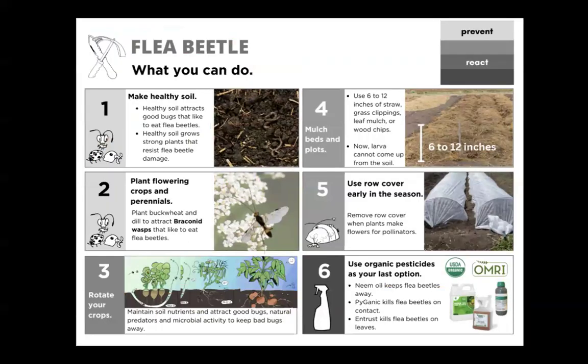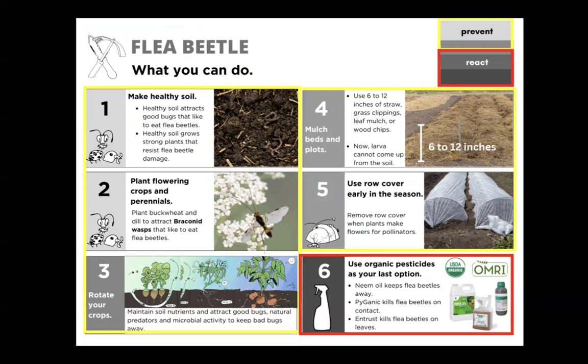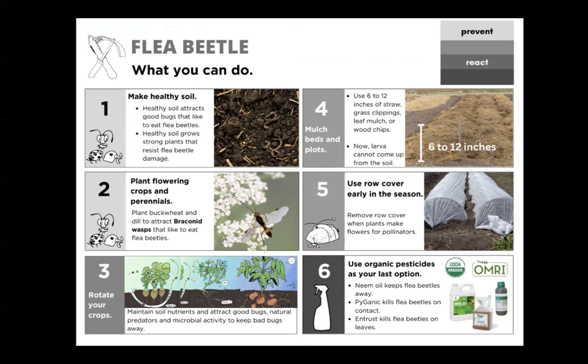This management plan and what you can do is in two categories. Prevent, which means do something before you have a problem, and react, which means doing something after you see you have a problem. Notice there are many more ways to prevent flea beetle damage than there are reactions to it. First, make healthy soil. Healthy soil attracts good bugs that like to eat flea beetles. Healthy soil grows strong plants that resist flea beetle damage.